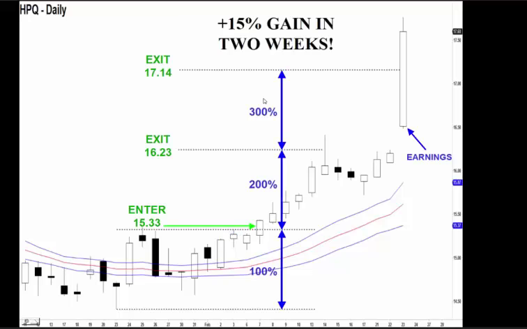And here are the different exit points. You would have exited actually on the day the earnings announcement came out. The stock gained 15% in just 2 weeks. Most people don't make 15% on their stocks in a year. But this is how easy it is.